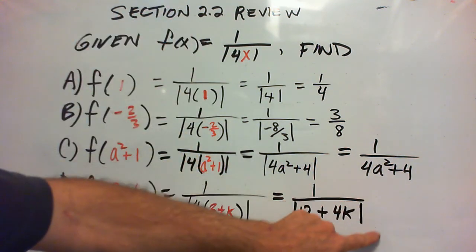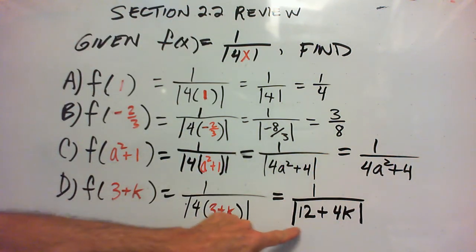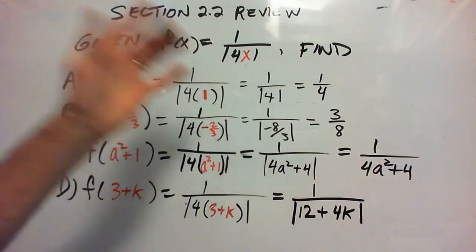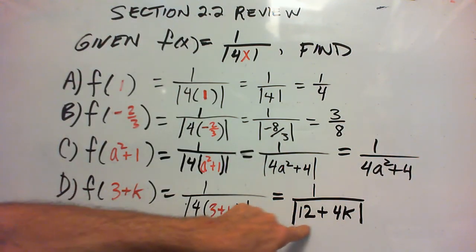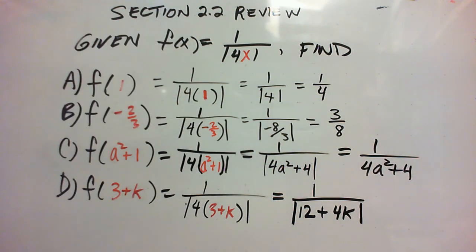So to keep the answer positive, we have to keep those absolute value bars. We don't know if that quantity inside the absolute value bars is going to be positive or negative. So they have to stay. Okay, and that's it for the 2.2 review.